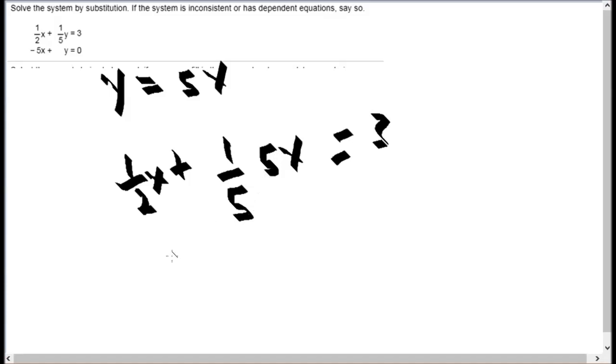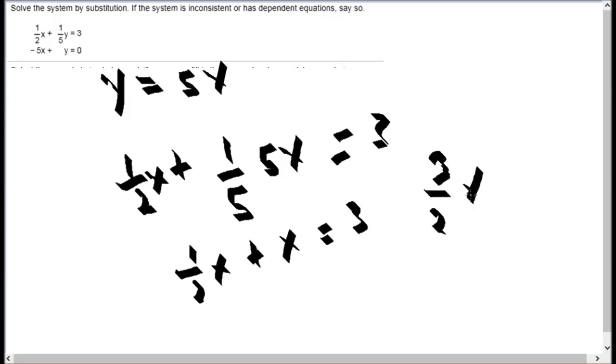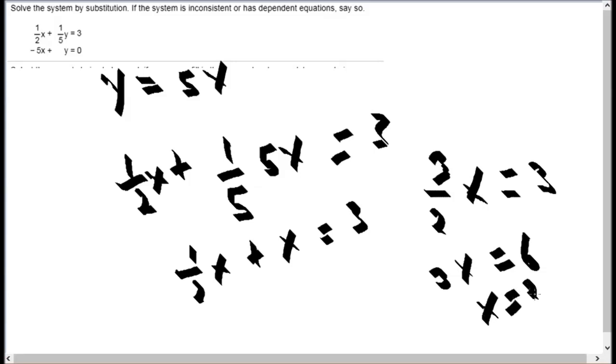Those 5s will cancel, so we have 1 half x plus 1x is equal to 3. So that's 1.5, or 3 halves x is equal to 3. So then what we'll do is multiply both sides by 2 to get 3x is equal to 6, so therefore x is equal to 2. Okay, so then we have the first coordinate, which is 2. We know that y is equal to 5x, so then y must be 5 times 2, or 10.